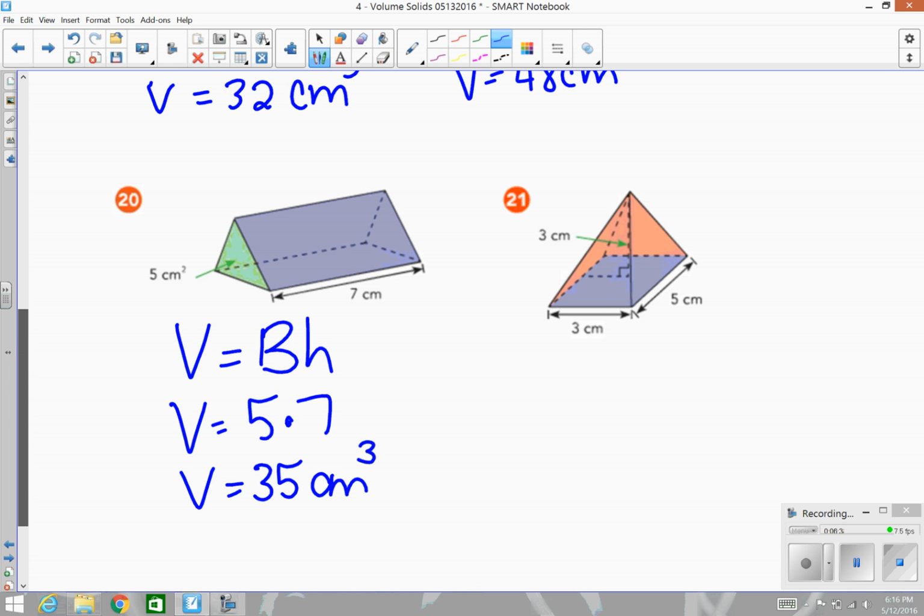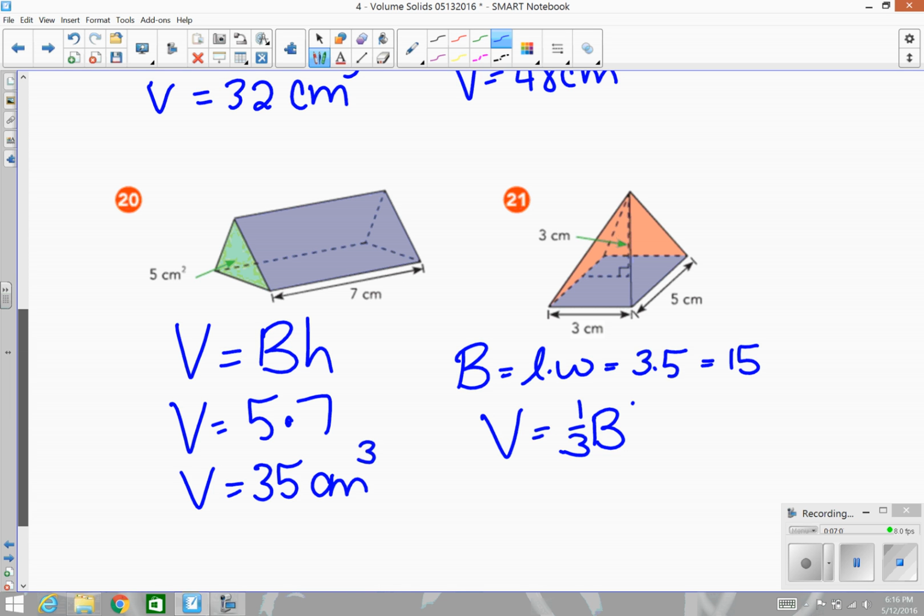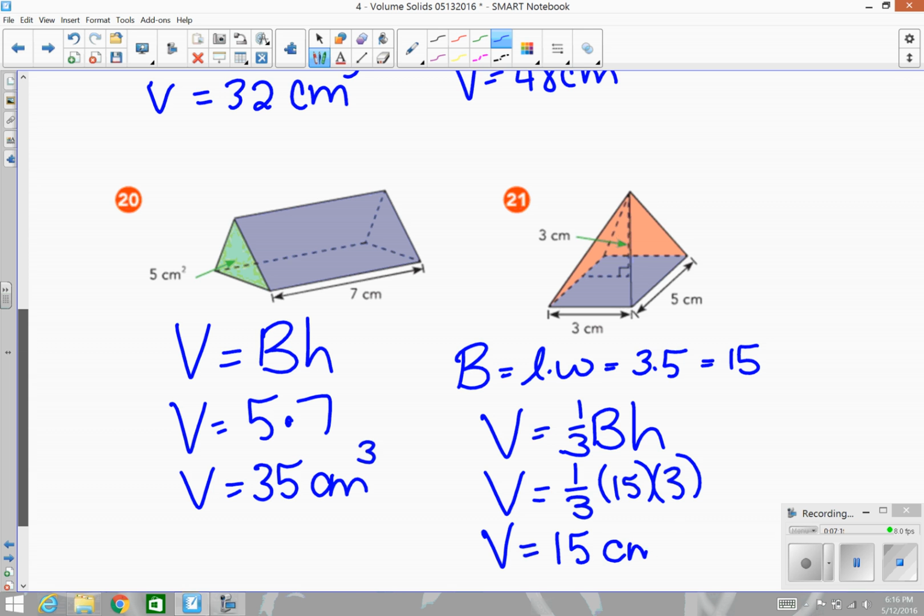And then for this pyramid, if I look at the base, I'm noticing that that base is a rectangle. So we have a rectangular pyramid. We'll need to find the area of that base before substituting it into the formula. That base will be length times width, which is 3 times 5, which is 15. So now I do 1/3 times the area of the base times the height of the pyramid. I'm all set to do 1/3 times 15 times 3, giving me a volume of 15 centimeters cubed.